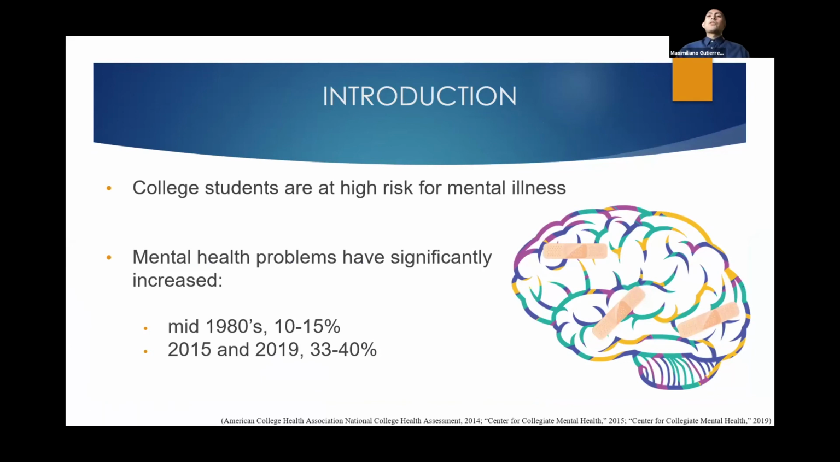So college students are at high risk for mental illness. The typical age of onset for any psychological problem is between the ages of 16 to 25, where the common age for college students is 18 to 25. In the mid-1980s, about 10 to 15% of college students met criteria for some type of mental health issue. This number has more than doubled by 2015 and has stayed consistent up until 2019.